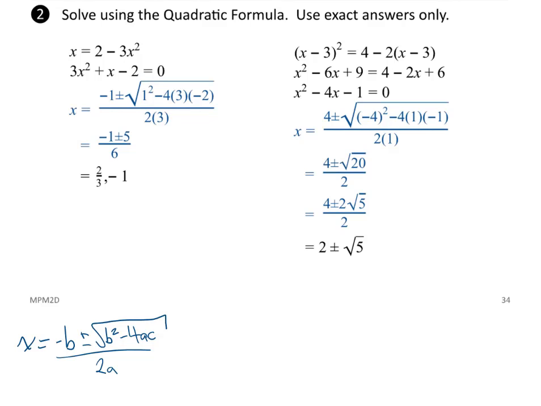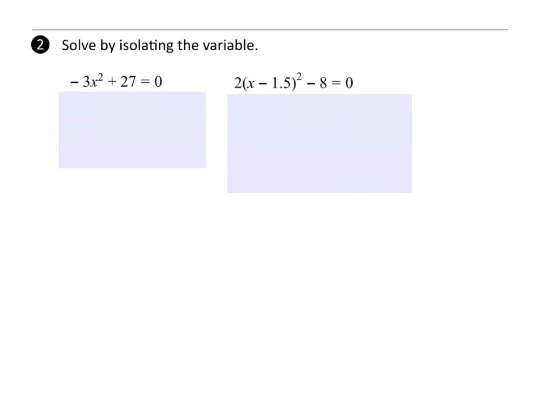Next example in 3, 2, 1. Solve by isolating the variable. So that means that we're going to move the 27 over. And then we're going to divide both sides by negative 3. And we'll have x squared is equal to 9. Well, you take the square root of both sides, and you'll get x is equal to plus minus 3. This is like method 1 of the last lesson, instead of factoring and solving. Same idea, what's going on here.